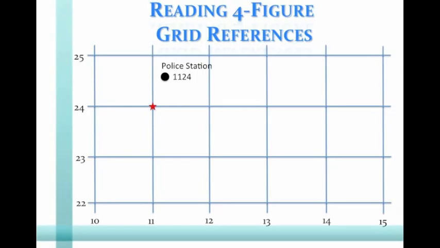Let's try again. Here, we have a hospital. What is the 4-figure grid reference of the hospital? Is it 1223 or is it 1323? Again, note that you must always read the bottom left-hand corner of the grid square. The answer in this case is 1223. I'm sure you got it right.